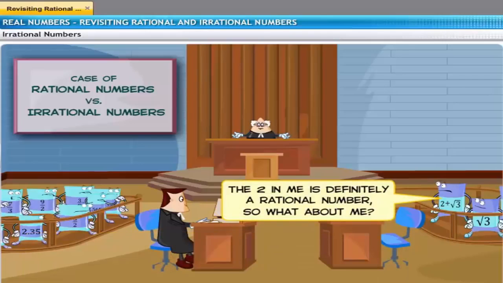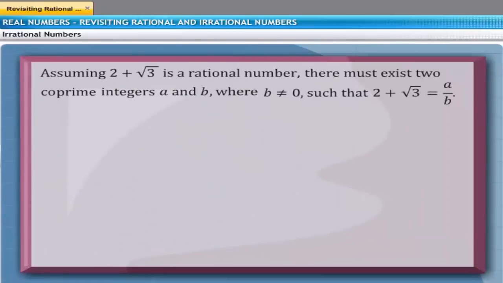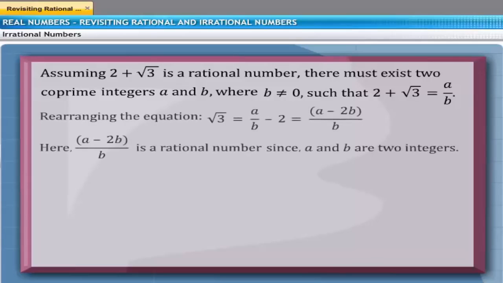Now, let us see if 2 plus square root of 3, which is the sum of a rational and irrational number, is a rational or irrational number. If we assume 2 plus square root of 3 is a rational number, then by definition, there must exist two co-prime integers, a and b, where b is not equal to 0, such that 2 plus square root of 3 is equal to a by b. Rearranging the equation, we get square root of 3 is equal to a minus 2b upon b. This is a rational number, since a and b are both integers.